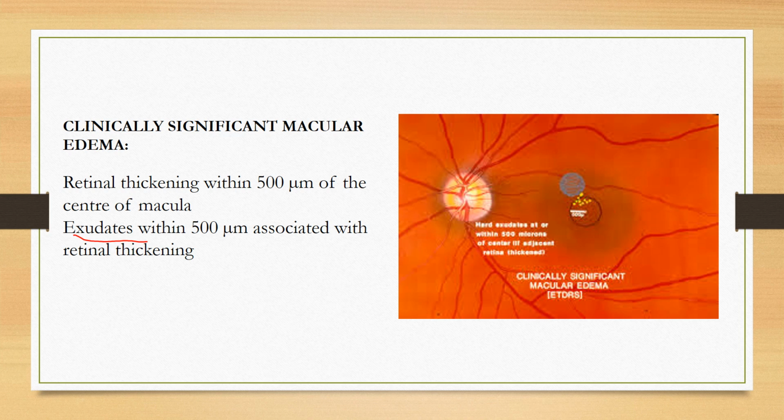So in this case, there is no swelling, but there are hard exudates. So this is again a clinically significant macular edema, whereas here the swelling is a little away from the central macula, away from 500 microns, while the exudates are within 500 microns.